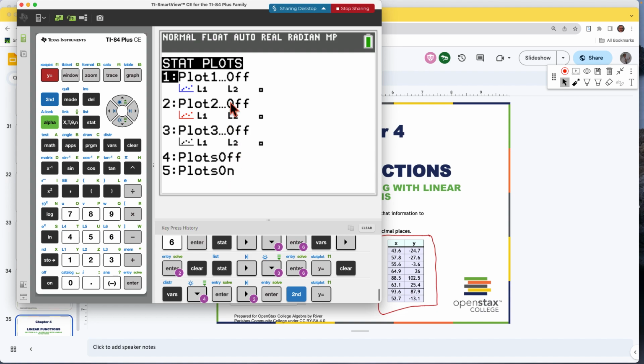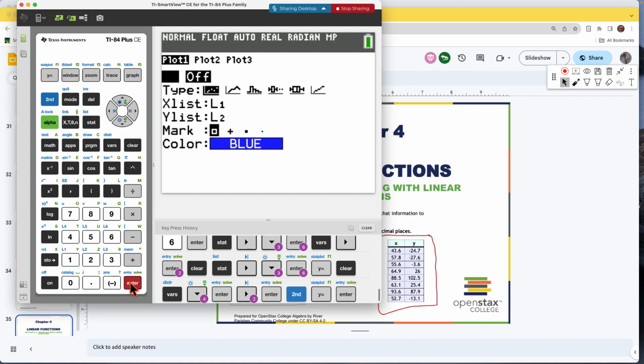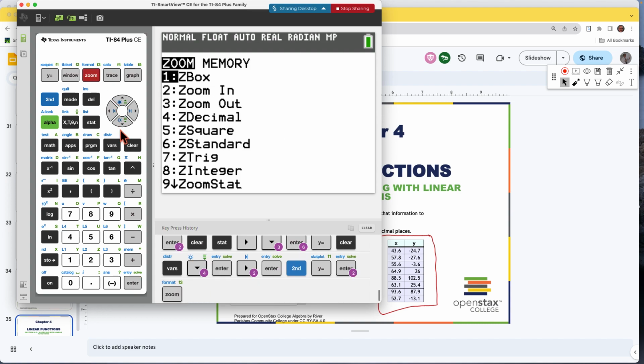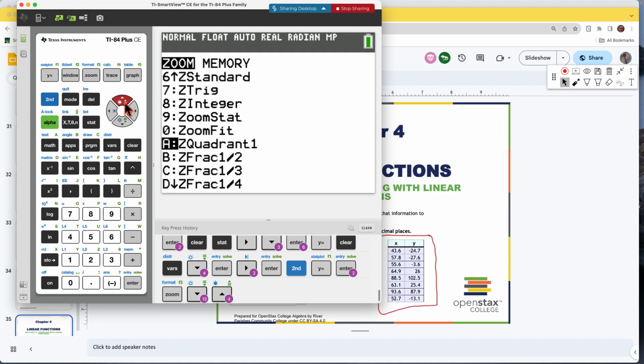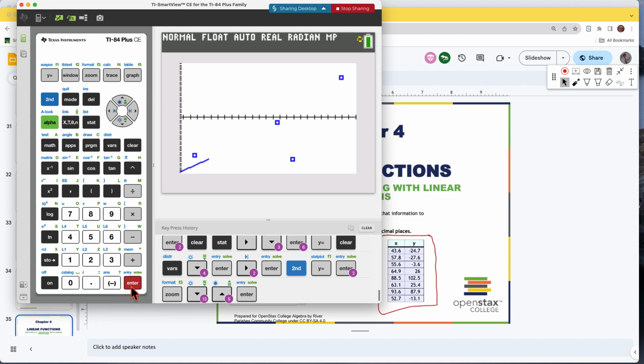So notice these are all turned off. If I hit enter, I can now turn a plot on. It's going to put in L1 and L2. And then I will go to zoom. And I'm going to go down to zoom stat so it fits the window to the dots. Where's zoom stat? Did I skip it? Yeah, it's number 9.